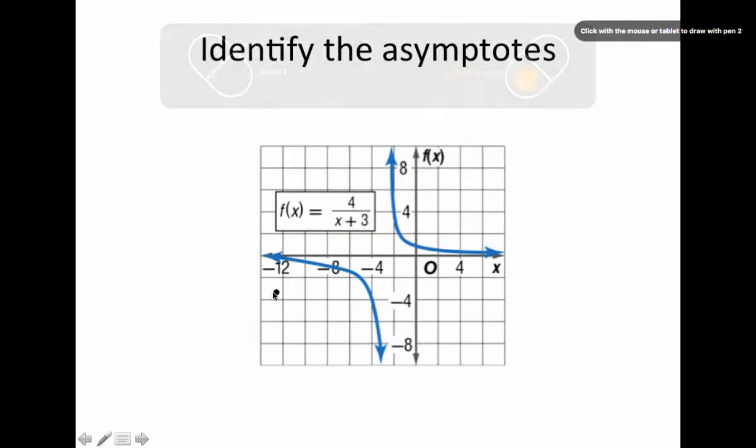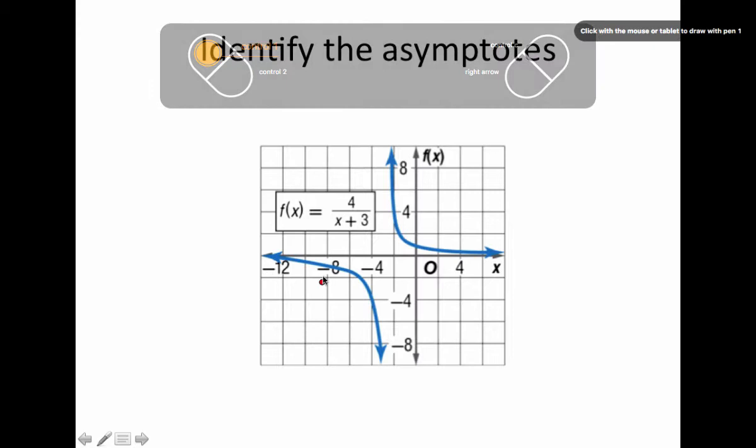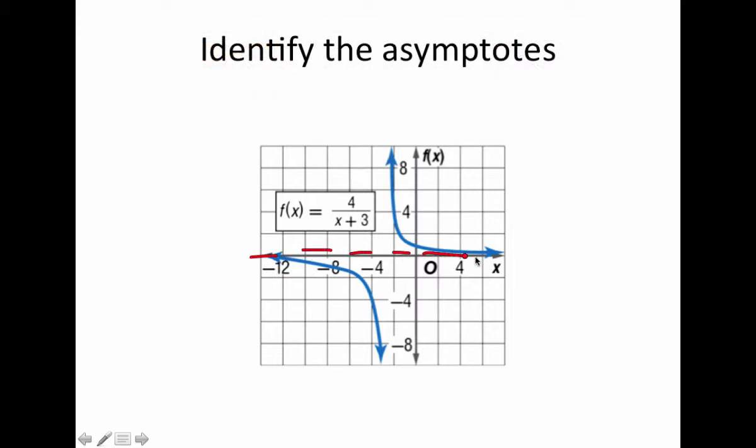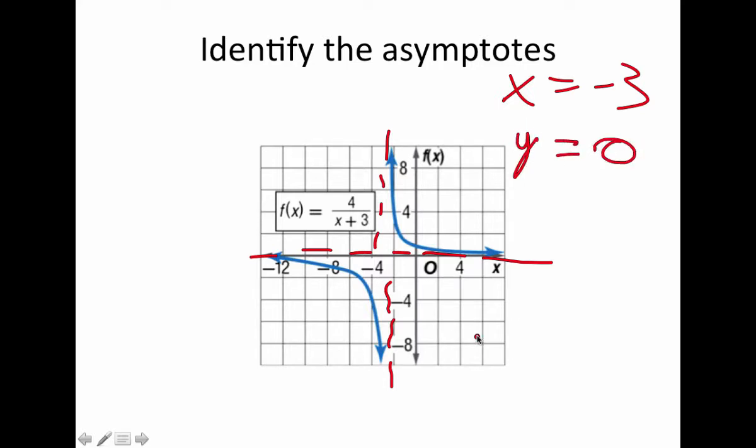Here we go again. We didn't move. We got no value of k, so we're there. This is going to be negative 3, so we're there. Asymptotes: x equals negative 3, the value of h is negative 3, and y equals 0 for the k. That's it. This is all there is to it.